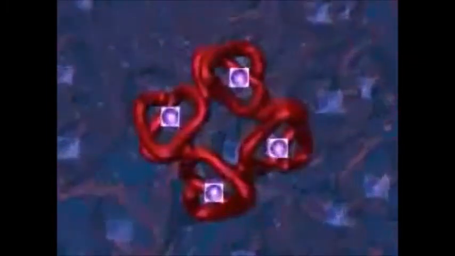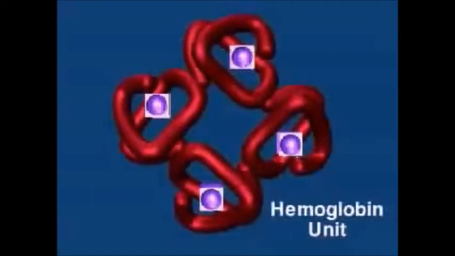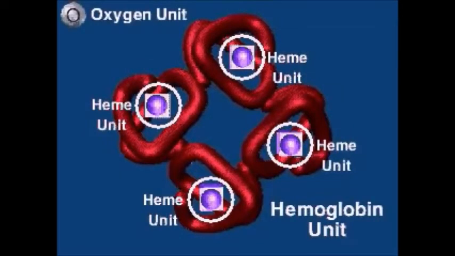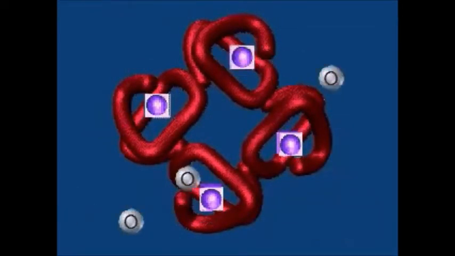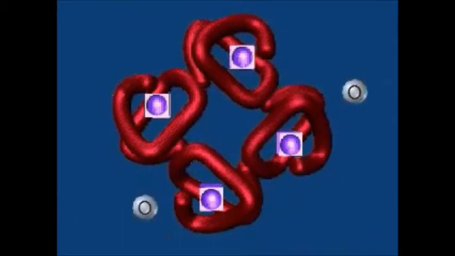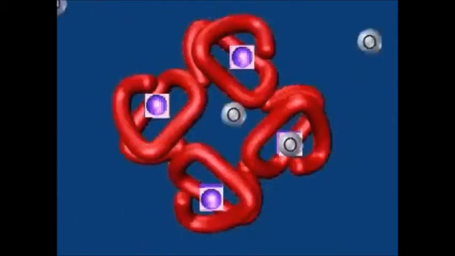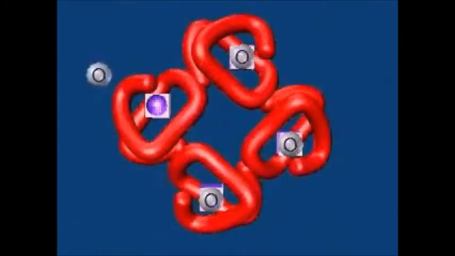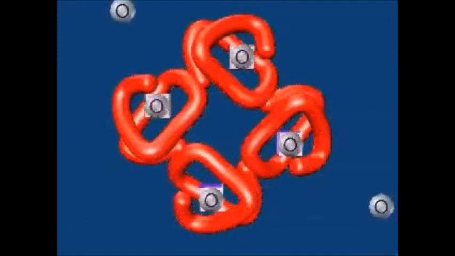Each red blood cell contains 280 million hemoglobin molecules. Hemoglobin is a folded protein with 4 iron-containing heme groups. Each heme unit binds with one oxygen unit. As a hemoglobin unit becomes oxygenated, its color changes to a brighter red. Collectively, this molecular color change is evident in the bright red color associated with arterial blood.